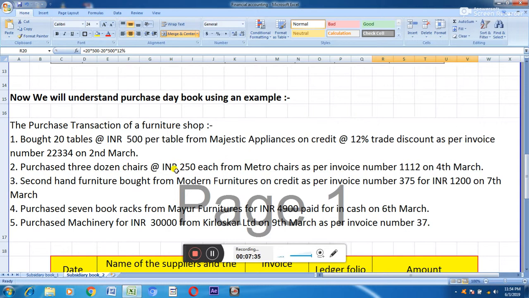and as it is a question of purchase day book, so we can assume that this has been purchased on credit only. So they are buying chairs which is resellable and nothing is mentioned, so we are assuming it is credit. So 2 points are there. It is a good, resellable good, and it is a credit purchase. Then this transaction will be posted in the purchase day book.